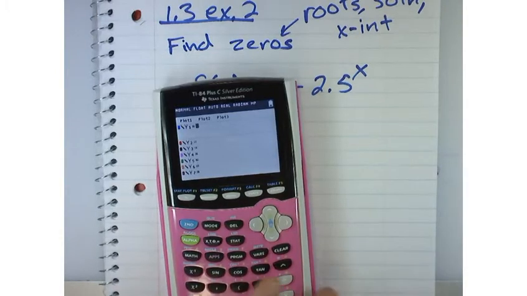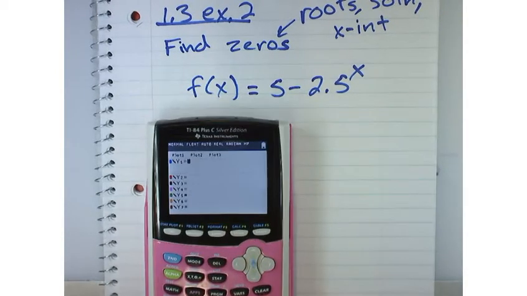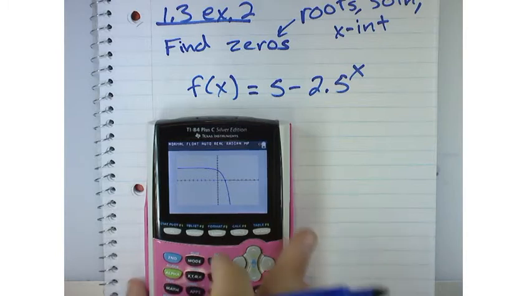So now looky here. We can find this graphically because the zeros occur at the x-intercept. So the first thing I'm going to do is plug in the equation 5 minus 2.5 raised to the x. Now if I hit graph, I get one of these really cool graphs, and it looks like it crosses at about 2 or something.